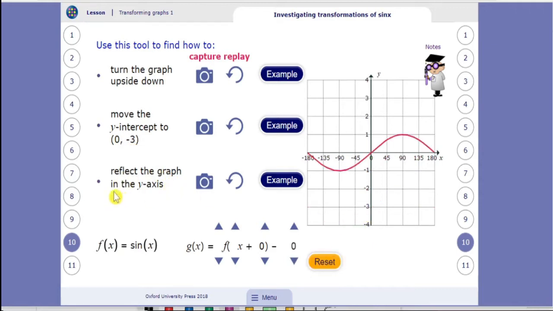Then it says reflect the graph in the y-axis. In the y-axis, all the x's are reversed in sign. It means the input has its sign reversed, and this is what you see. The red one is the original one, and now it is being reflected. This point is reflected in the y-axis here.